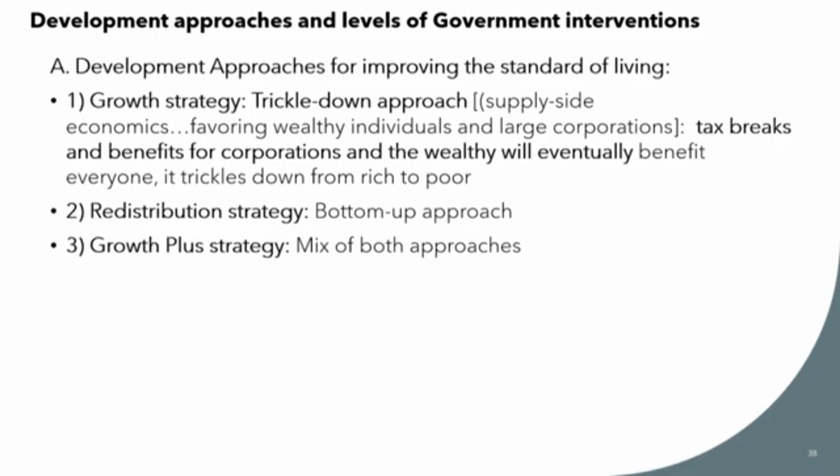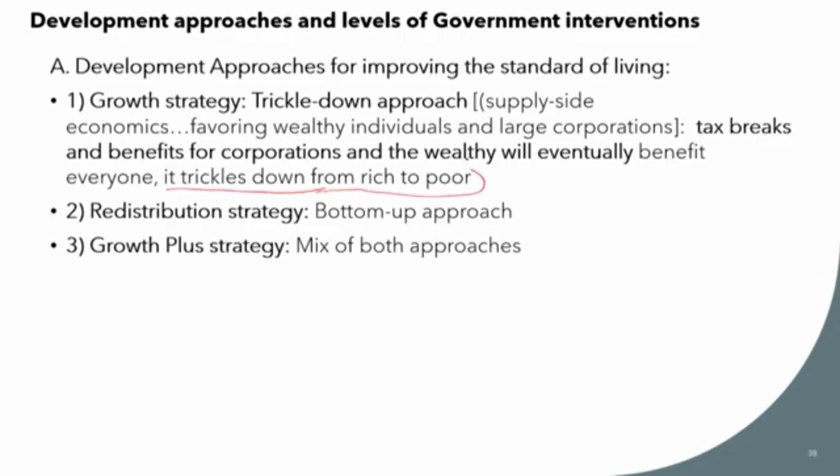In this case, the development approaches and growth strategy say that, suppose you follow a trickle-down approach, which means a supply-side economics feature favoring wealthy individuals and large corporations in general. It says that tax breaks and benefits for corporations and the wealthy will eventually benefit everyone. If the economy is growing, it will generate more employment opportunities and many people will get employed. If you give more benefits to corporations and wealthy individuals, they will invest more in the production of goods and services, which gives more employment opportunities and gradually trickles down from the rich to the poor.